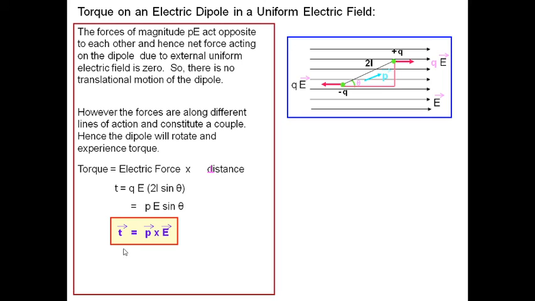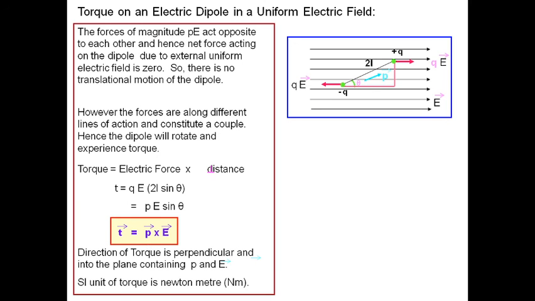In vector form, it is written as tau vector is equal to p cross E. The direction of torque is perpendicular to the plane containing the p and E vectors. The SI unit of torque, because it is the product of force and distance, is simply newton meter.